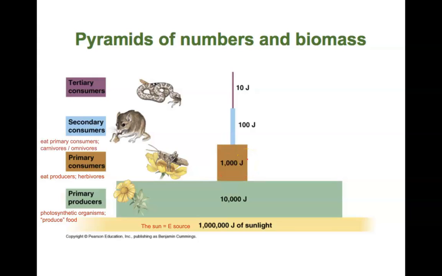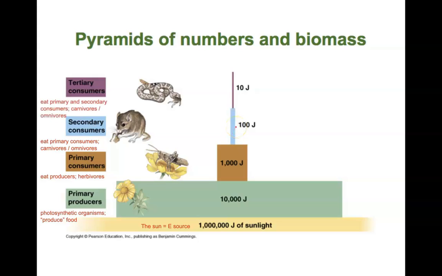Secondary consumers, shown by this rodent here, they're going to eat primary consumers. That's definitely how they're defined. They can also eat producers too. They can eat further down that pyramid, but they are definitely defined as secondary consumers because they can eat primary consumers. So there's that rodent eating that grasshopper. There are both carnivores and omnivores. I have some in the pyramid. Not as much as primary consumers, but I still have some.